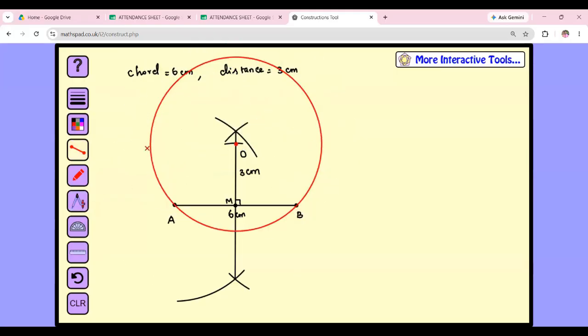Okay. So now this is my circle. Now we can just verify it. The chord length is 6 centimeter. Distance from the center is 3 centimeter. Based on the given condition, I have drawn the circle.